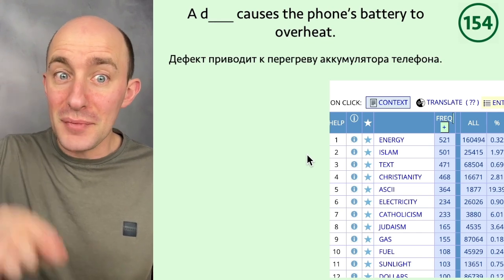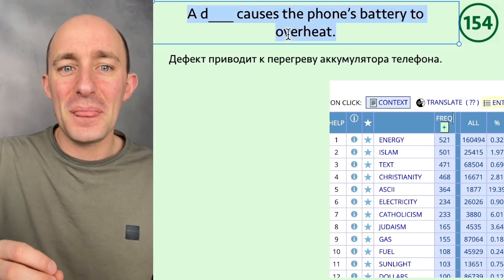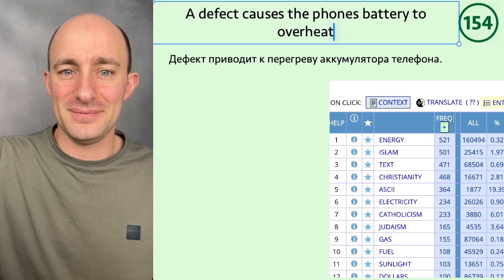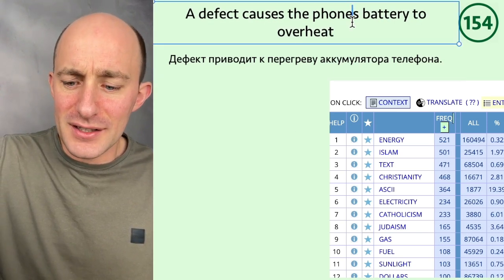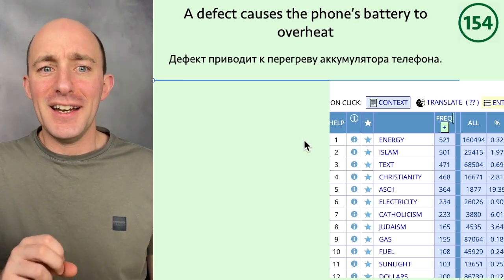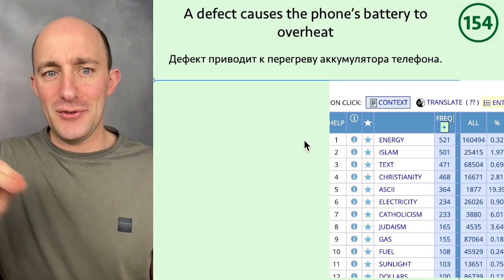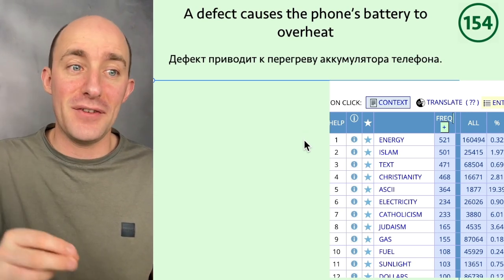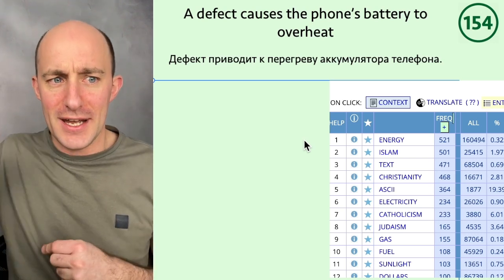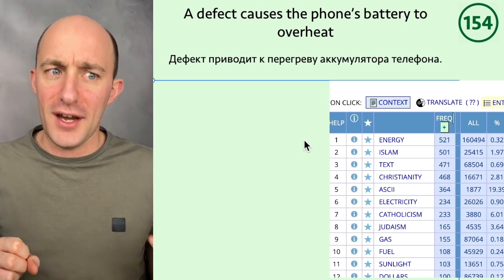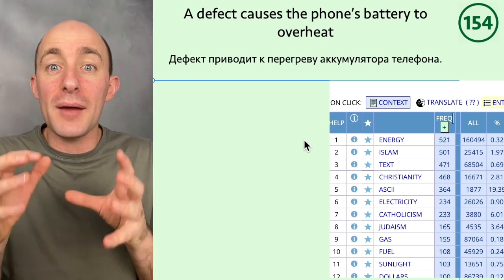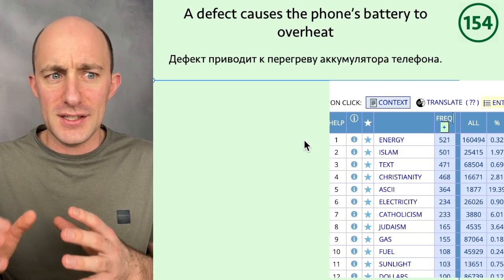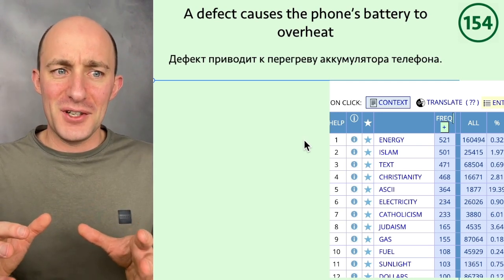This sentence shouldn't be here. A defect causes the phone's battery to overheat. Voice typing doesn't cope with apostrophes. It shouldn't be here because I tried to remove all the words which are the same in Russian and English. Defect, defect. Okay, there's a difference in pronunciation. We say defect, you say defect. But they're basically the same. And I put all those words at the end of the course. So at the end of the course, you can find 15 lessons with those kinds of words.